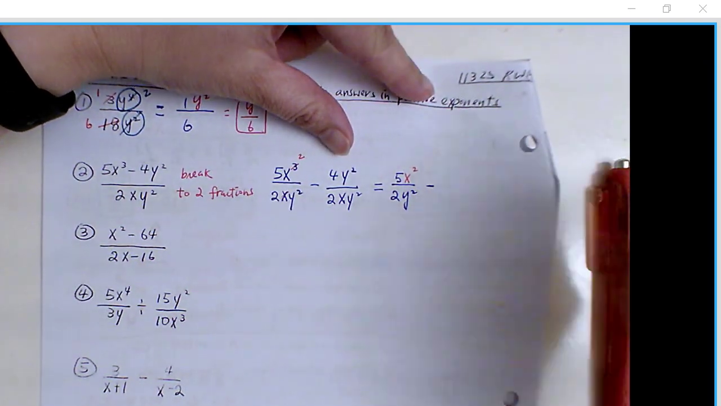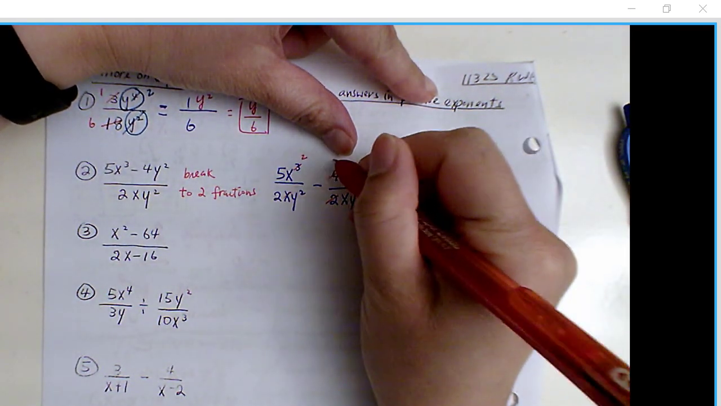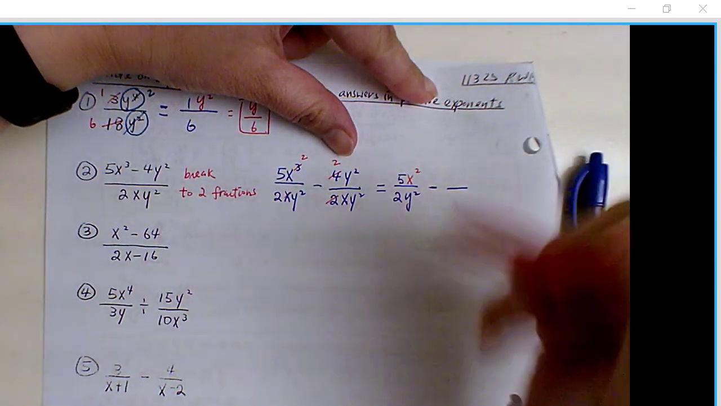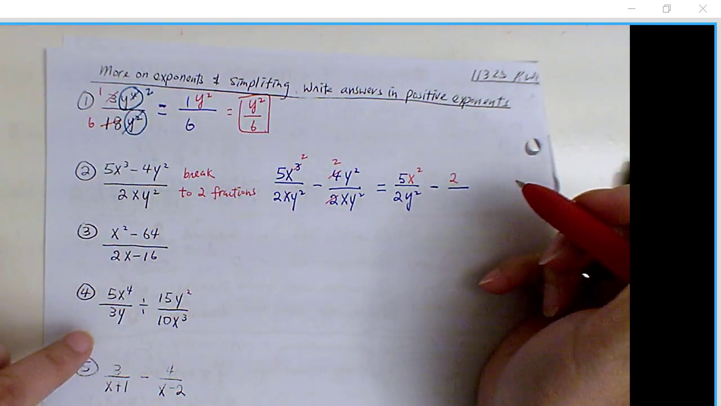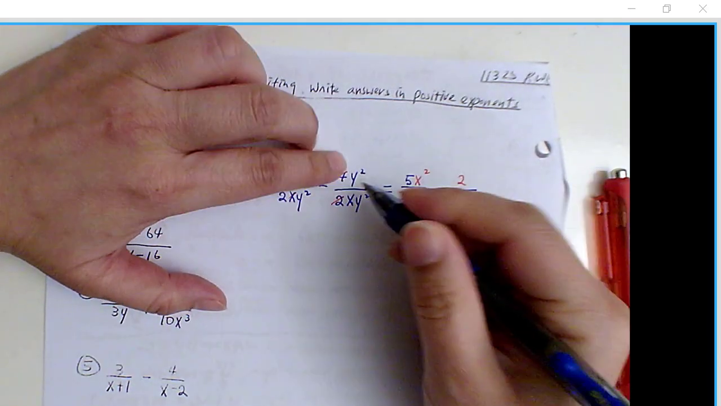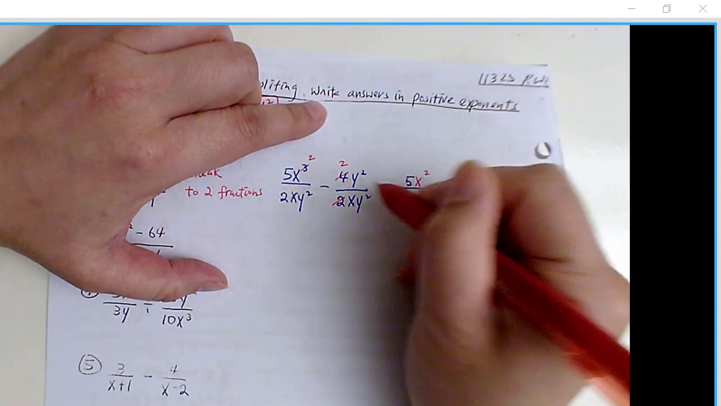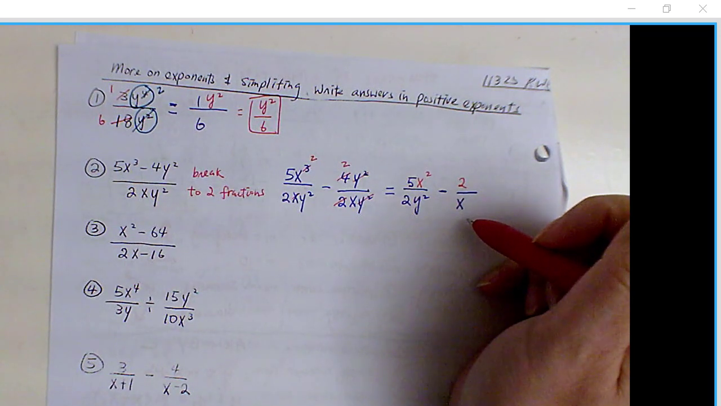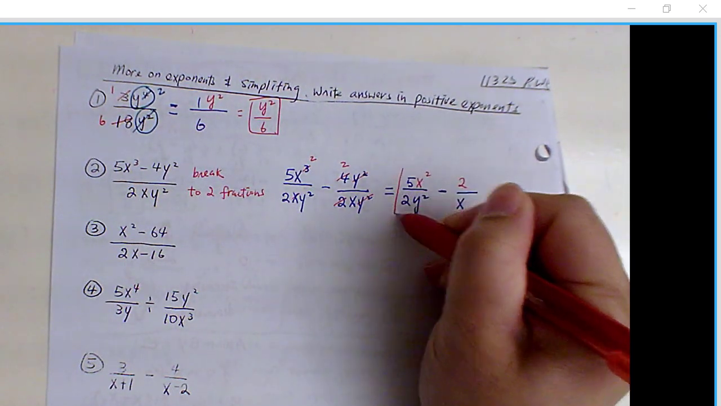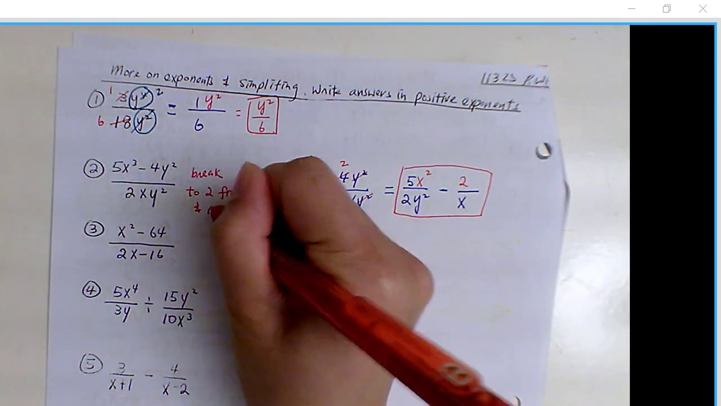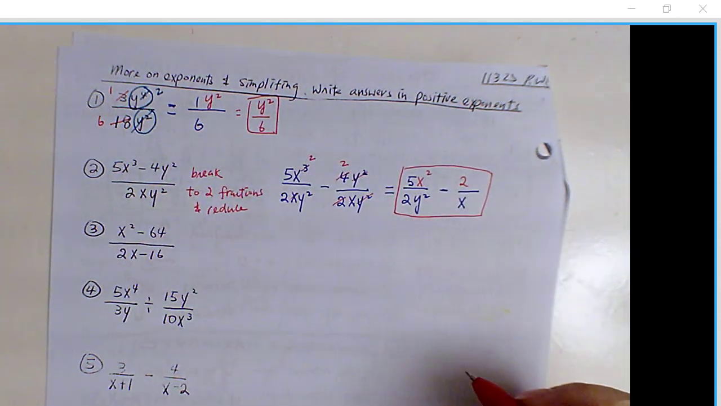Looking at the second fraction, the 2 numbers, both of them can be divided by 2. So it's 2 times 1, 2 times 2, right? So you end up with 2 on top. And both top and bottom have y, right? So the x you just carry over, and y squared, if you get rid of y squared and y squared, then you don't have any more y, right? So that would be your answer. Are we okay? So break them into 2 fractions and then you reduce. So that would be number 2.